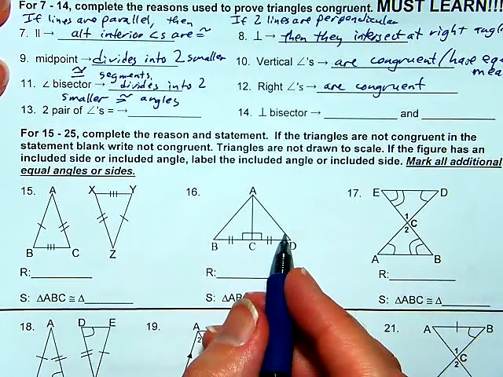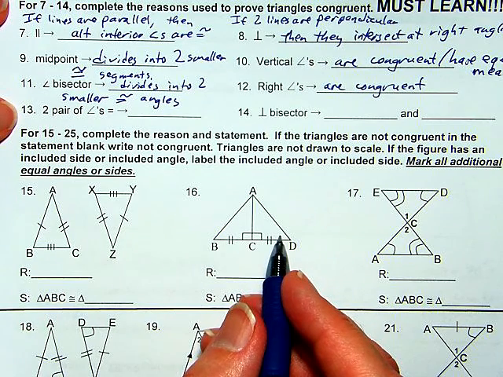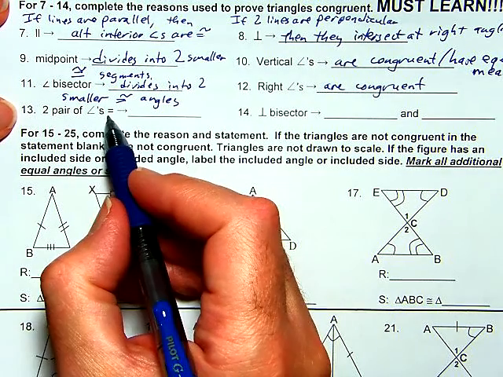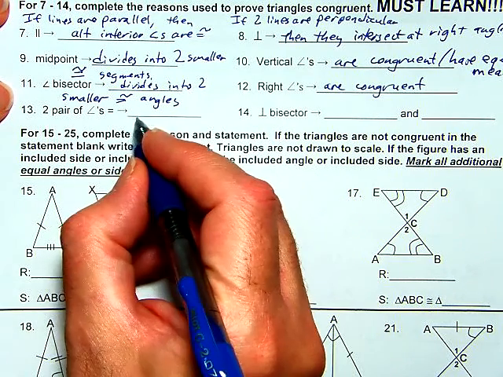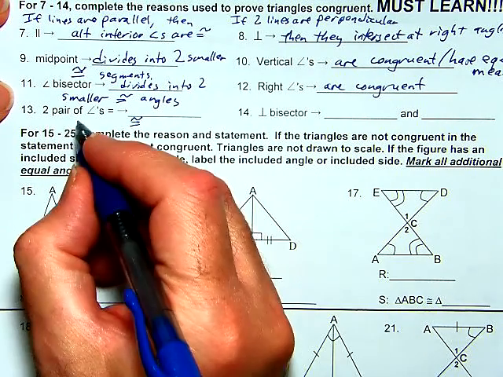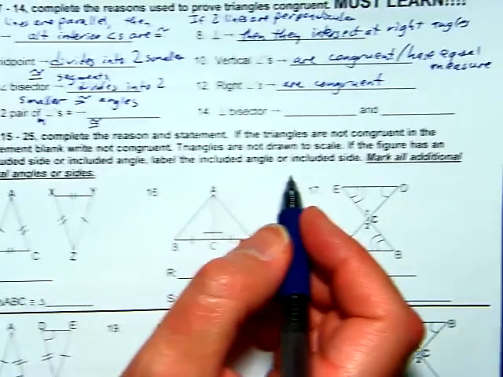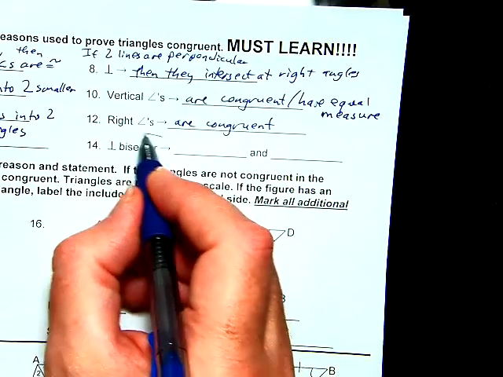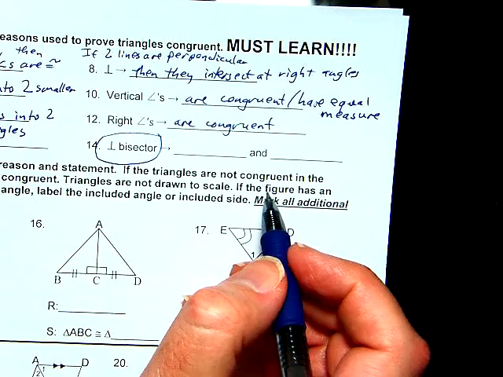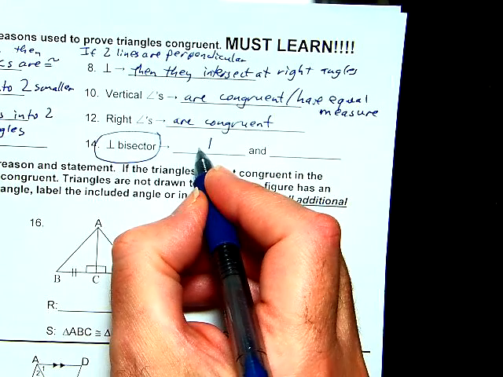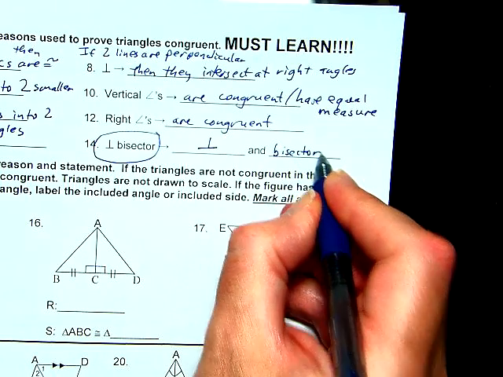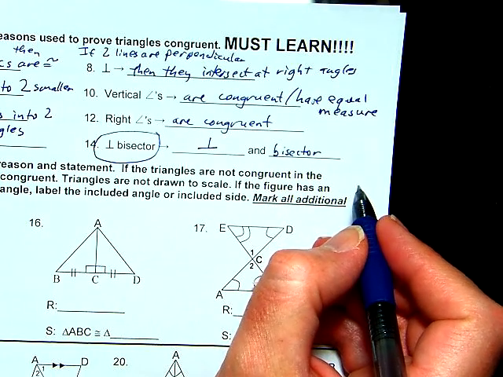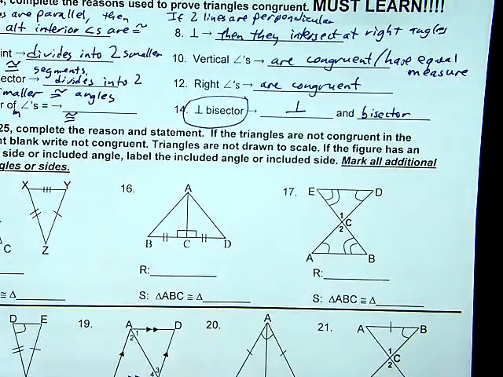Number 13. Two angles with equal measures implies that they are congruent. Okay, if the measures are equal, then they're congruent. And finally, the term perpendicular bisector means both that the lines are perpendicular and that they are also a bisector. Okay? So that's that quick review.